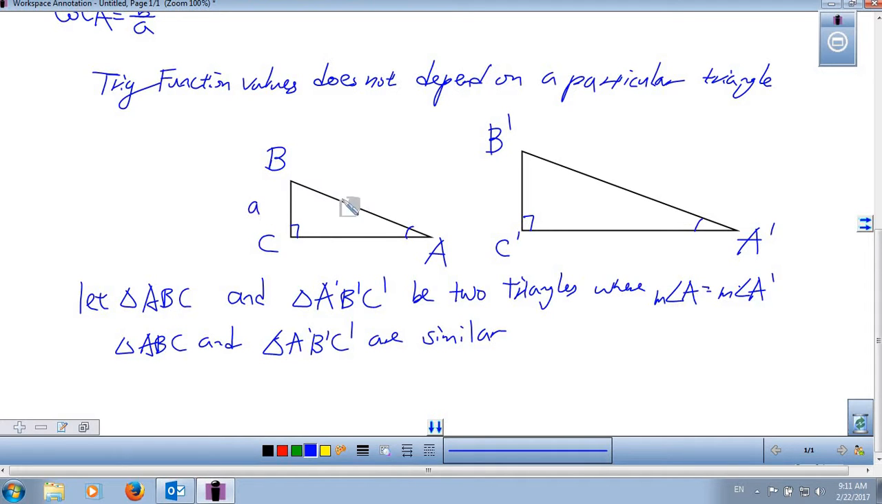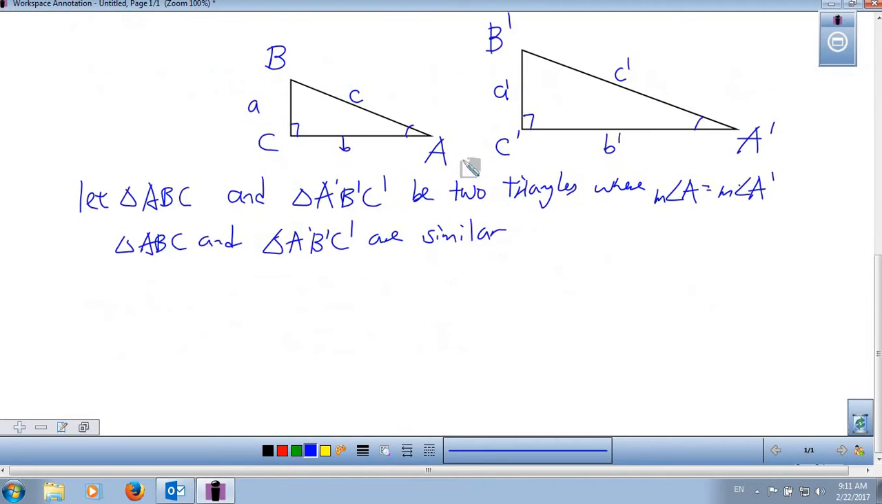So let's say this is side A, this is side B, and this is side C here, and this is side A prime, and this is side B prime, and side C prime. Of course you can see side A and side A prime are not the same. Side B and side B prime are not the same. Side C and side C prime are not the same. However, we know the two triangles are proportional, so A over A prime should be equal to B over B prime, and should be equal to C over C prime. So their ratio should be the same. So basically, triangle A prime, B prime, C prime is a larger version of triangle ABC. They have the same angles, they just don't have the same size.